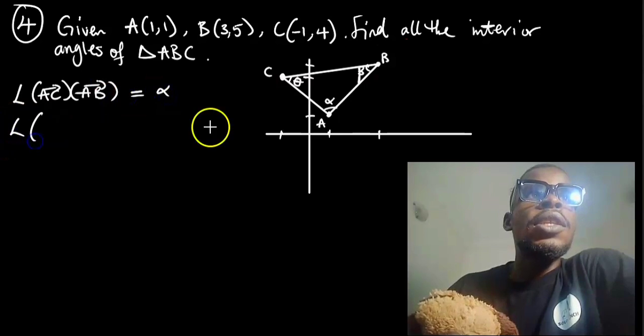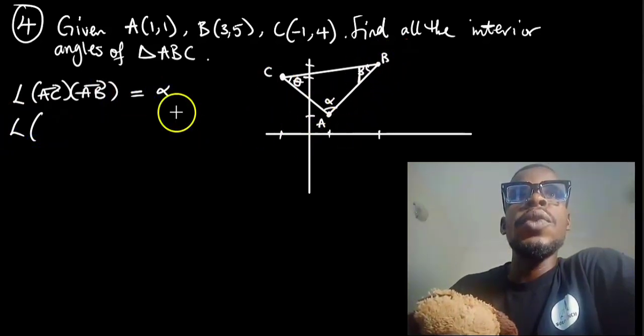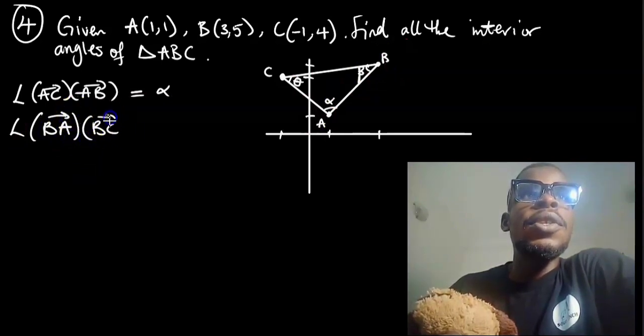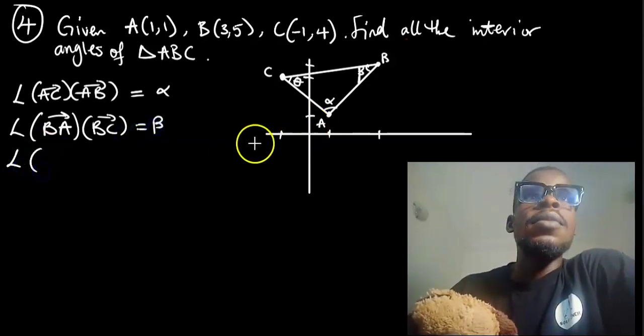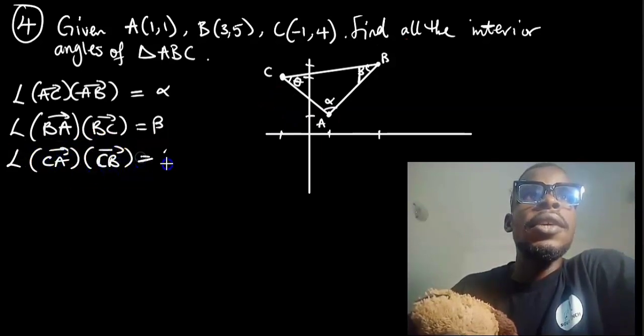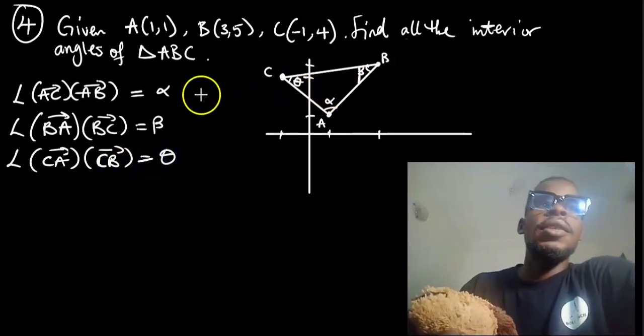Then the angle between the vector from B to A and the vector from B to C, that is, the vector whose initial point is B and terminal point is A, and another vector whose initial point is B and terminal point is C, is simply beta. And lastly, another angle, angle theta, is the angle between CA and CB. All right, so that's angle theta. That's what this means.